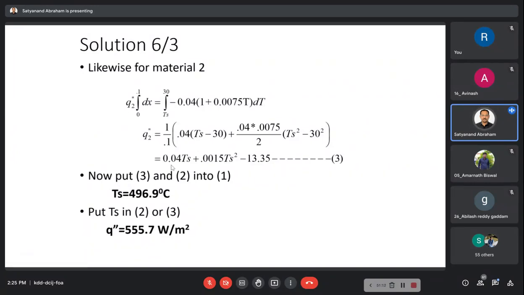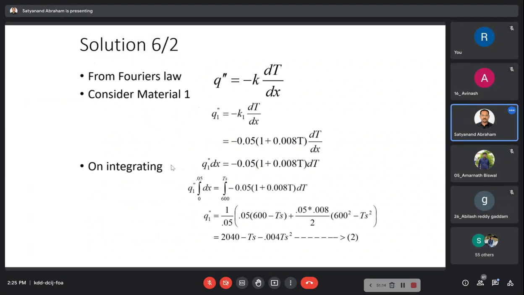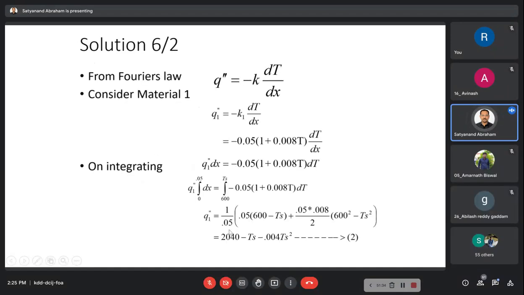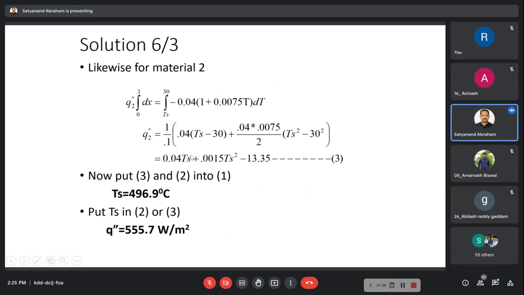But we know that Q1 is equal to Q2. So if we are actually going to equate this, you are actually going to get Ts as nearly 500 degrees Celsius. Okay. So then you have to actually put it into this equation, Q1 flux or Q2 flux. You are actually going to get what is actually the heat flux through the system.